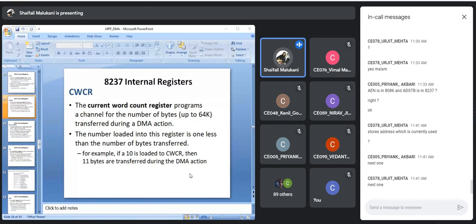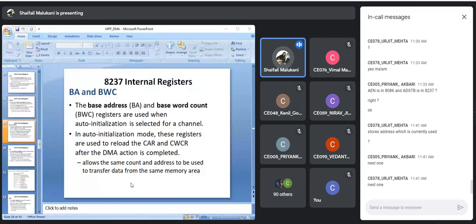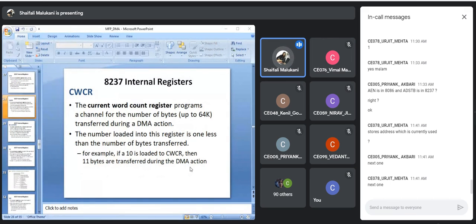But suppose you are loading the value 10, then 11 bytes will get transferred. To understand that, we have to go into very internal details of 8237. So right now we will not go into that depth, but what we know here is that if I want to transfer n counts, I have to write n minus 1 here. So that is what you have to remember here.